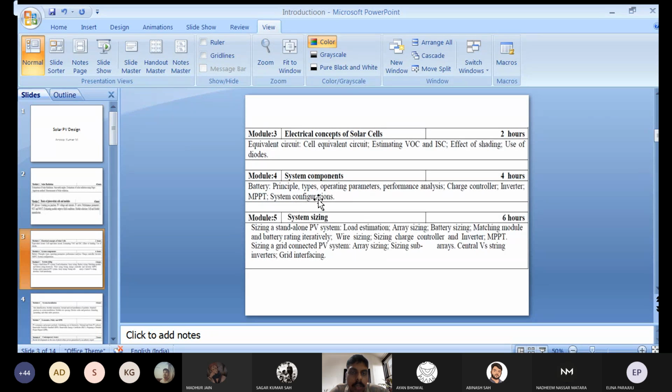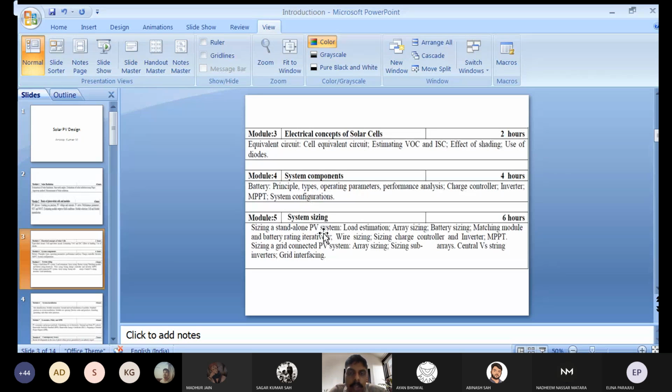Then system configuration. We have so many configurations. Standalone system: that means the PV panel will be there, the user will be there, and the battery and inverter will be there. Grid connected system: that means the PV panel will be connected to the grid also, so any excess power is taken from the grid. There will not be any storage, because whatever electricity is produced is supplied to the grid. Storage is not there. So configuration we will understand in the fourth module.